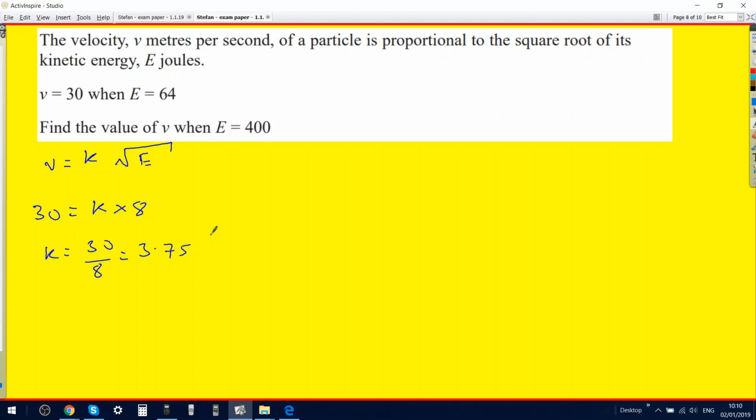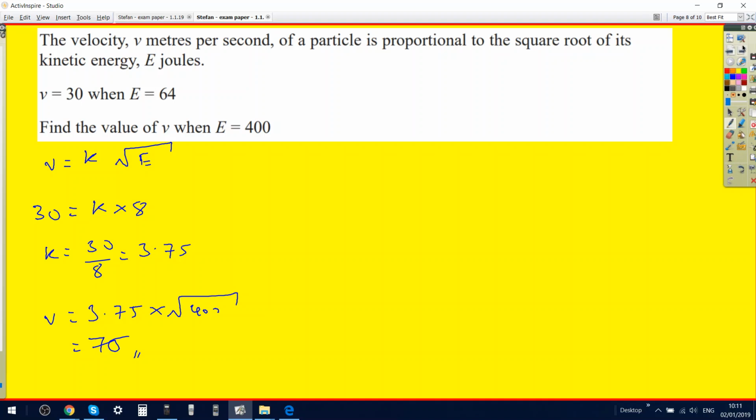And then it says find the value of v when e is 400. Do you do 3.75 times root 400 to get v? Yeah. And that's 75. That's it. So that didn't give any problems.